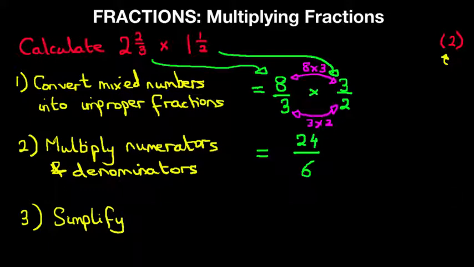Simplify if required. Well, we need to simplify in this question because 24 over 6 is simply 4. So we have reached our answer. It is 4. So 2 2/3 times 1 1/2 equals 4.